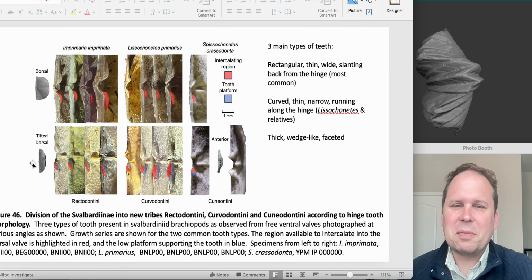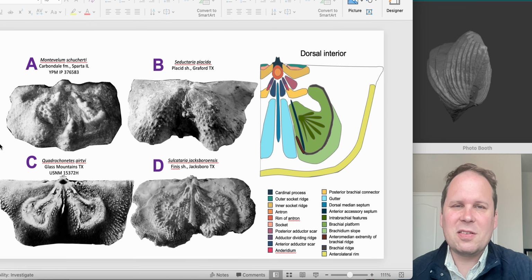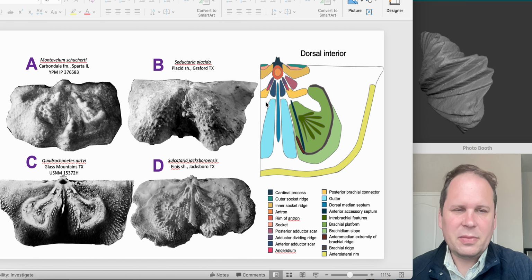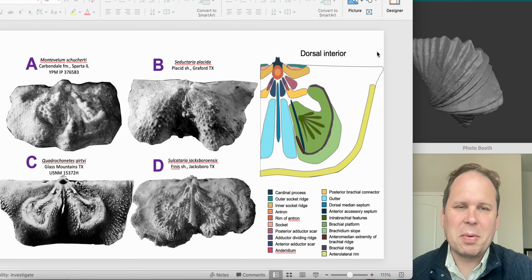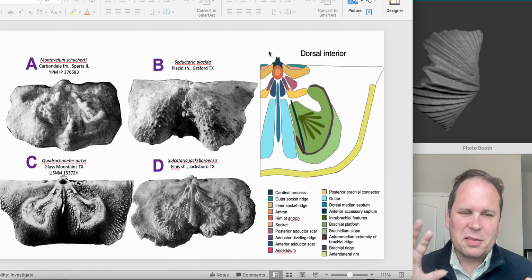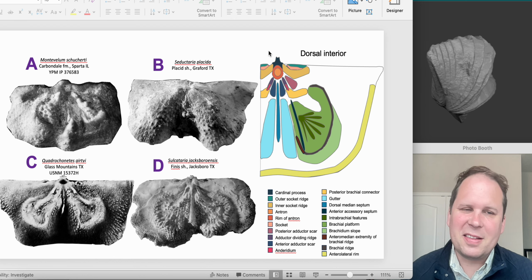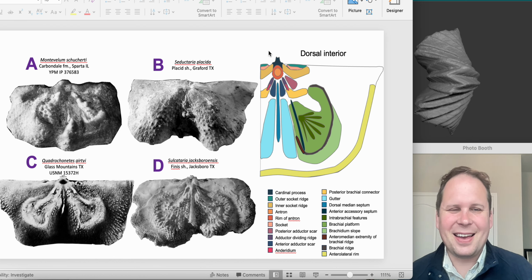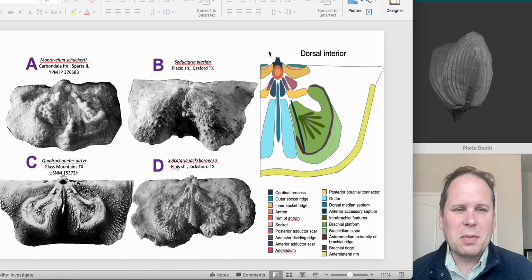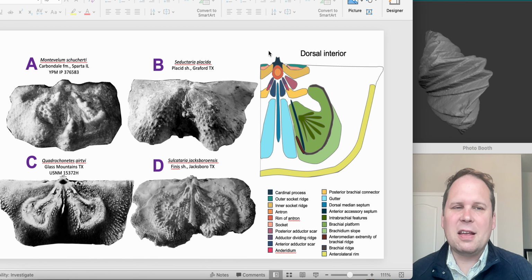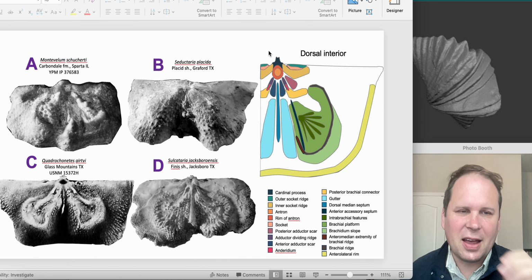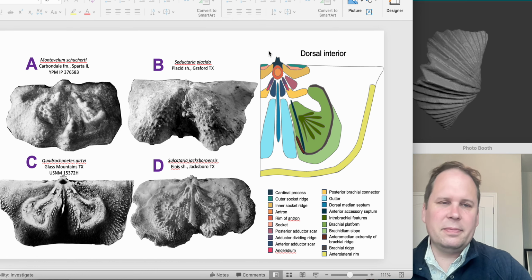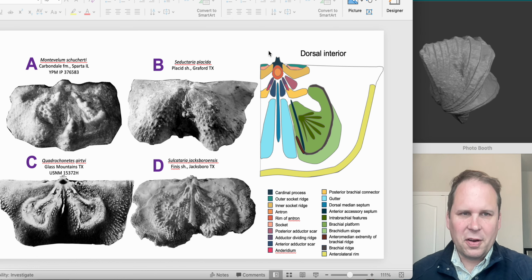So you got your outer parts, you got your teeth, you got your ventral valve, and you got your dorsal valve interior parts. And then there's a couple characters that refer to the outside, but honestly, those are pretty similar across vaguely similar brachiopods. The real nitty-gritty differences are always on the inside of these things. So, we've already covered that.